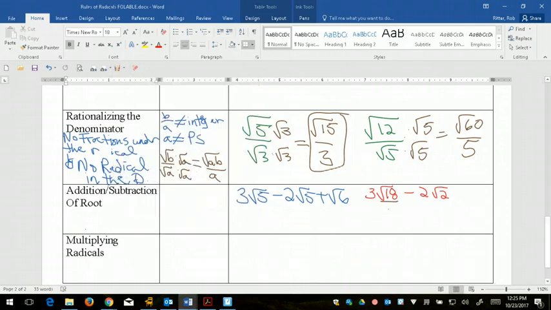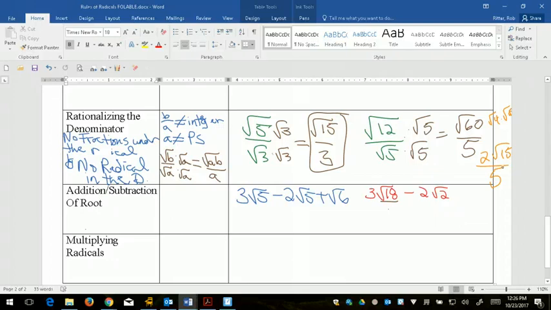Anyone? 4. 4. 4 by 15, right? So the square root of 60 is really square root of 4 by square root of 15, which is 2 square roots of 15, and I put that over 5.